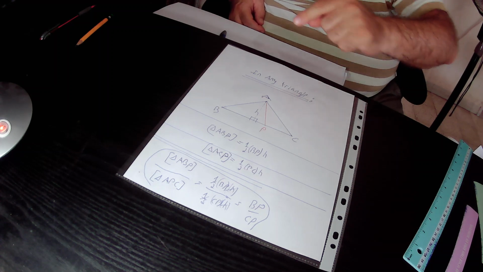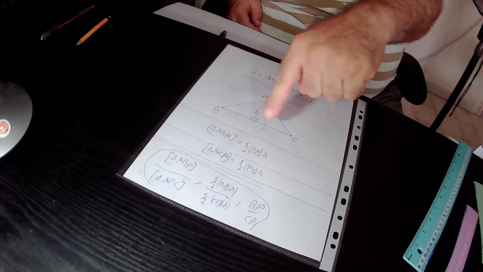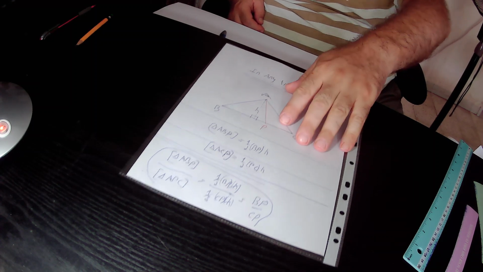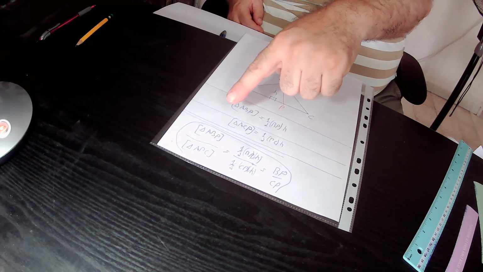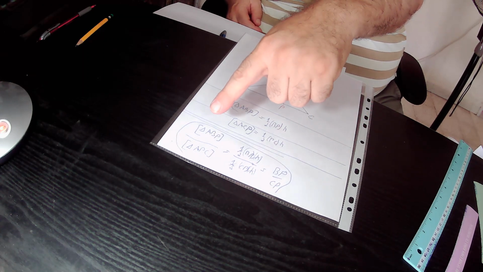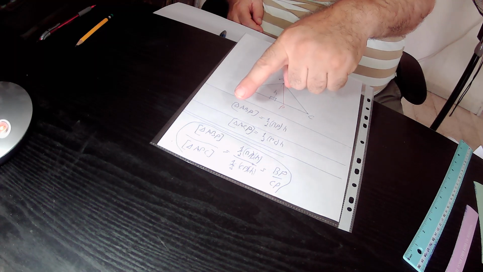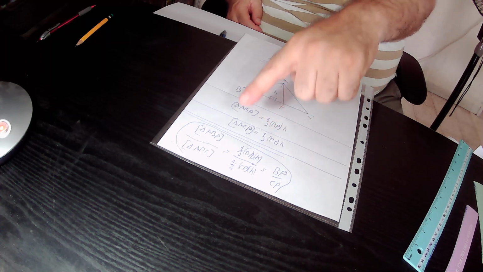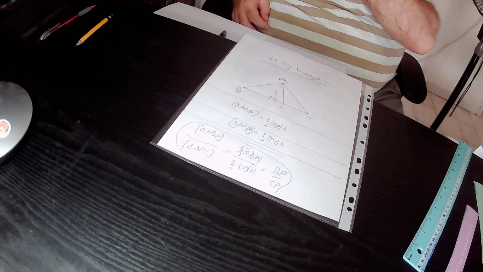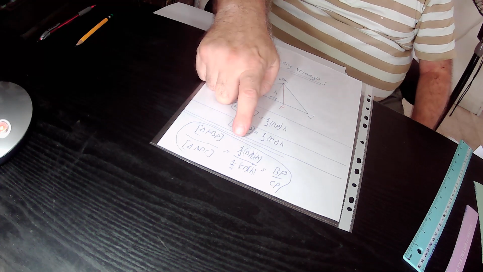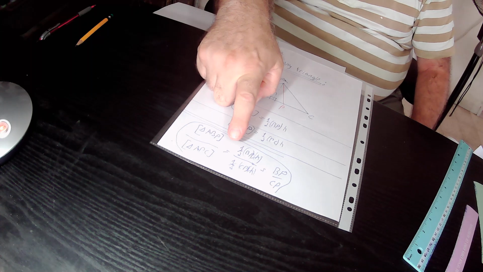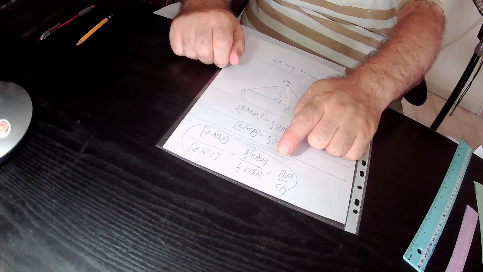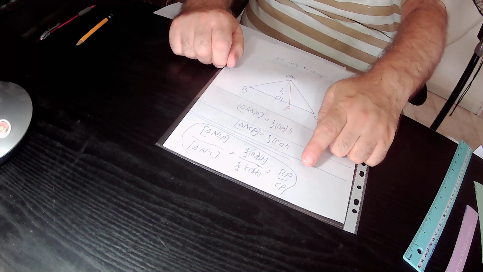So the ratio of the area of triangle ABP over the area of triangle APC: the area of triangle ABP is BP times edge over 2, and the area of triangle APC is CP times edge over 2. Here we have 1/2 in the numerator and 1/2 in the denominator, so 1/2 will get cancelled. Edge will also get cancelled, and we are left only with BP over CP.